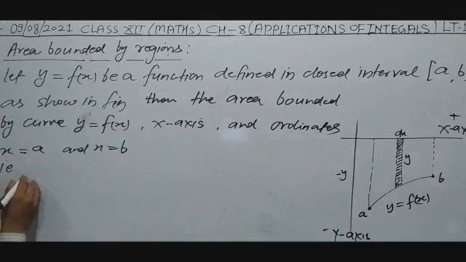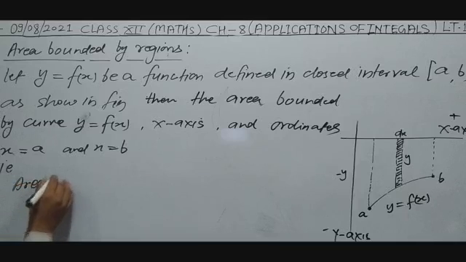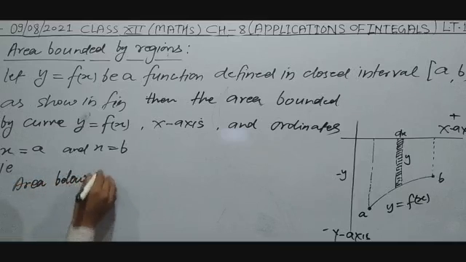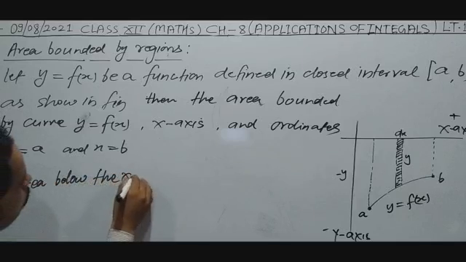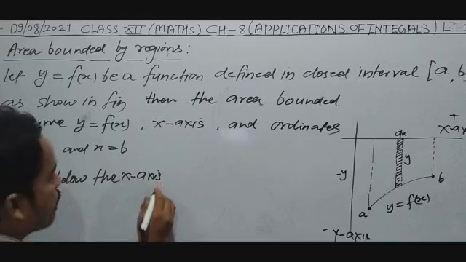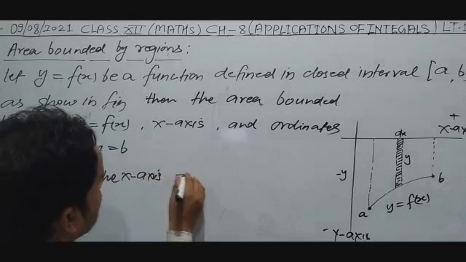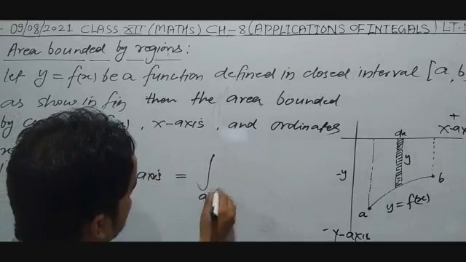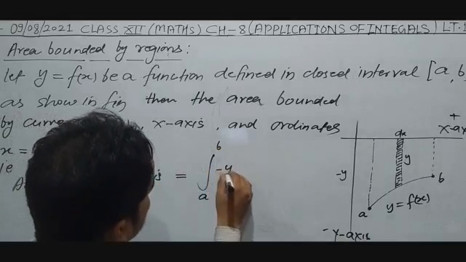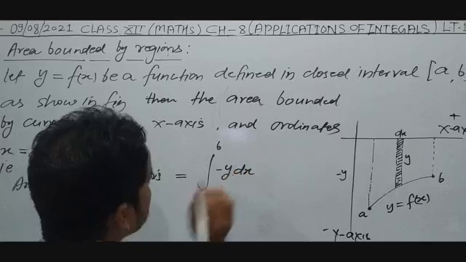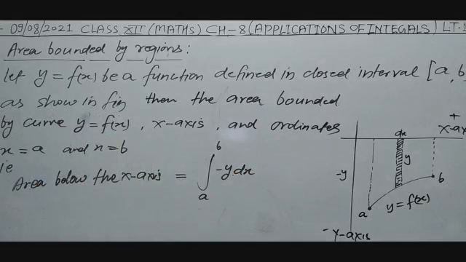Then the area below the x axis is equal to the integration from a to b of minus y dx. This is the area below the x axis.